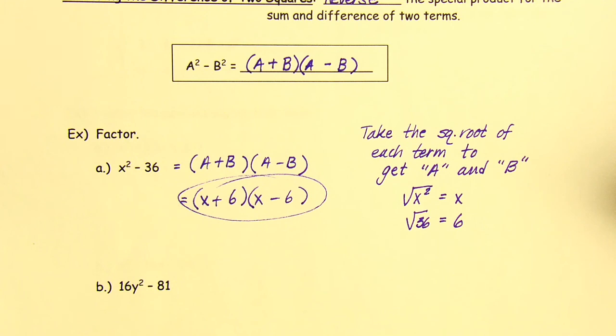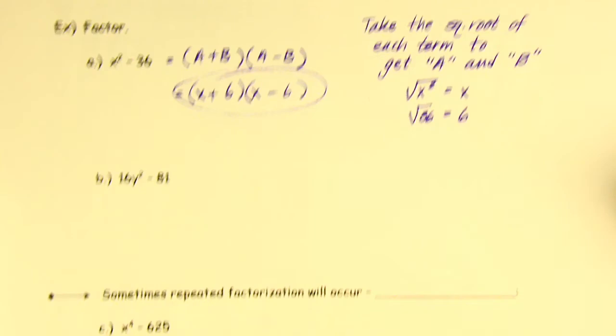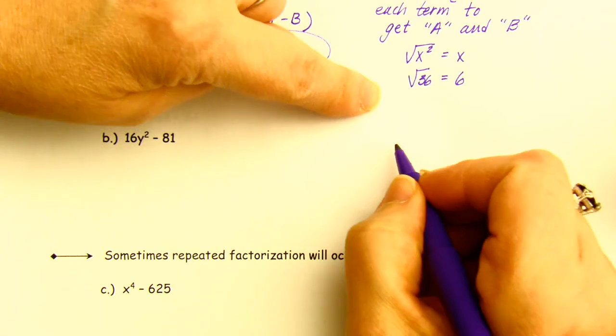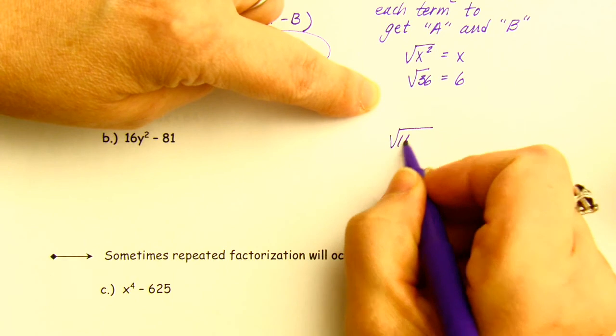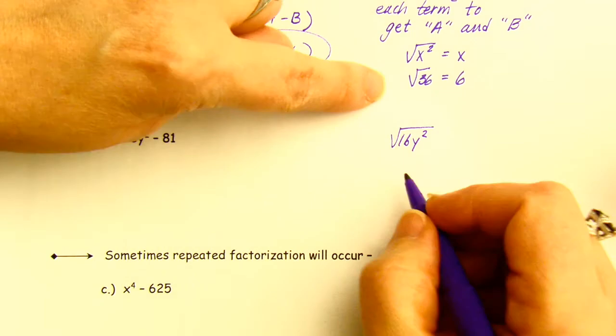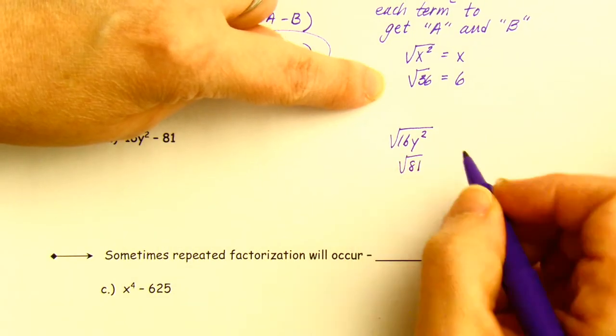All right, the next one. I've got 16y squared subtract 81. Well, you have to ask yourself, are these squares? There's only two terms, and you have to know if they're squares or not. Is 16 a square? And you say, yes, 4 times 4 is 16. Is y squared a square? Yes, and remember, when we did all that work with radicals, this is why. It's important for square root stuff. All right, 81, is that a square? Yes, the square root of it is 9.